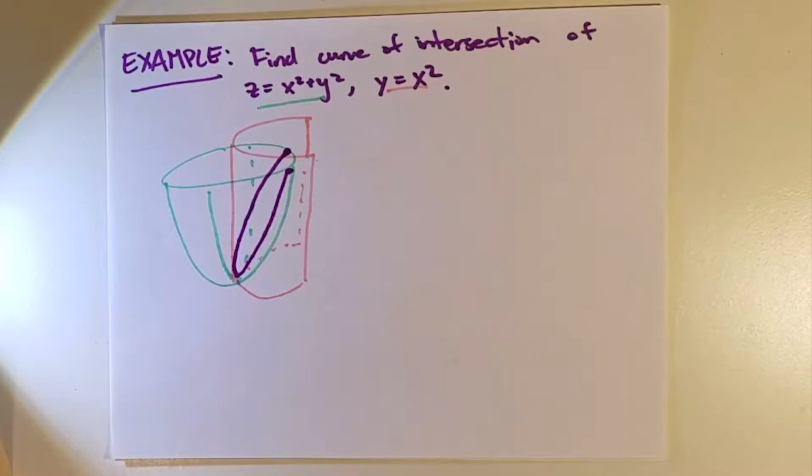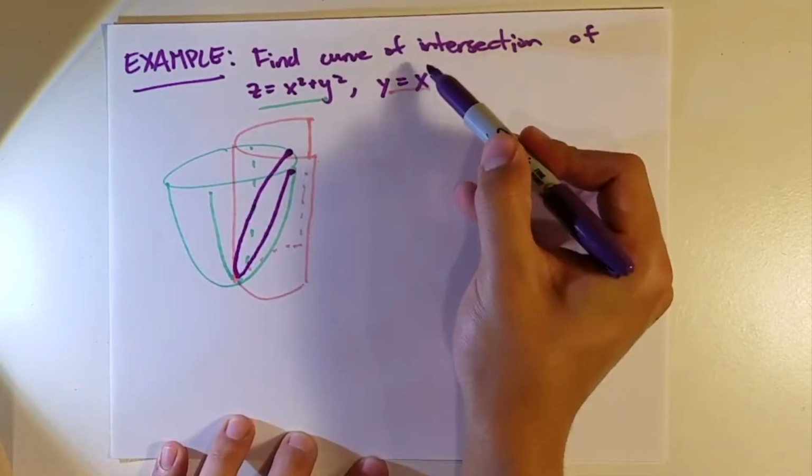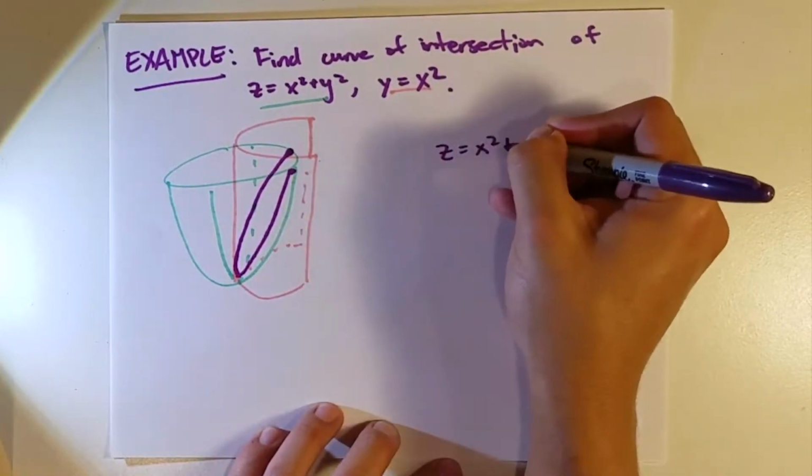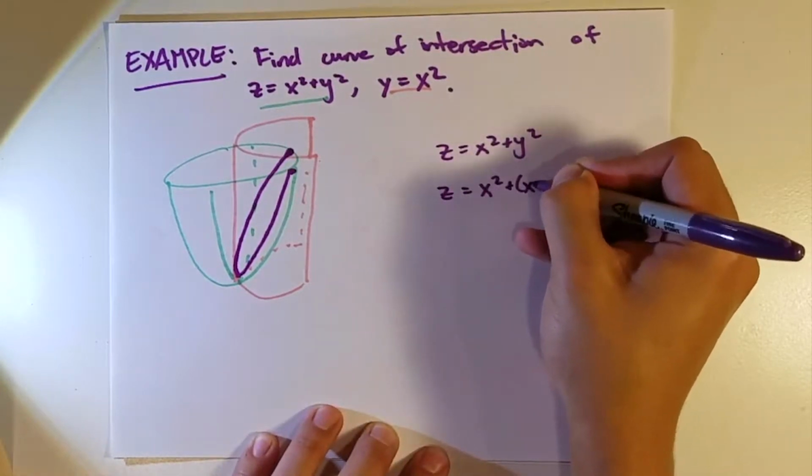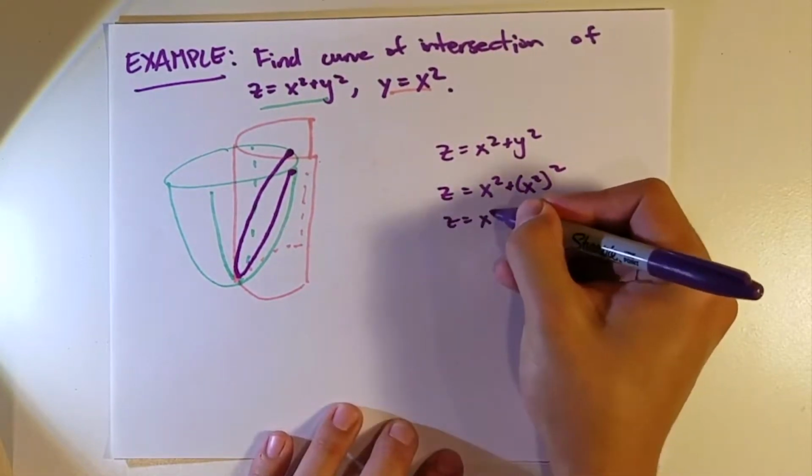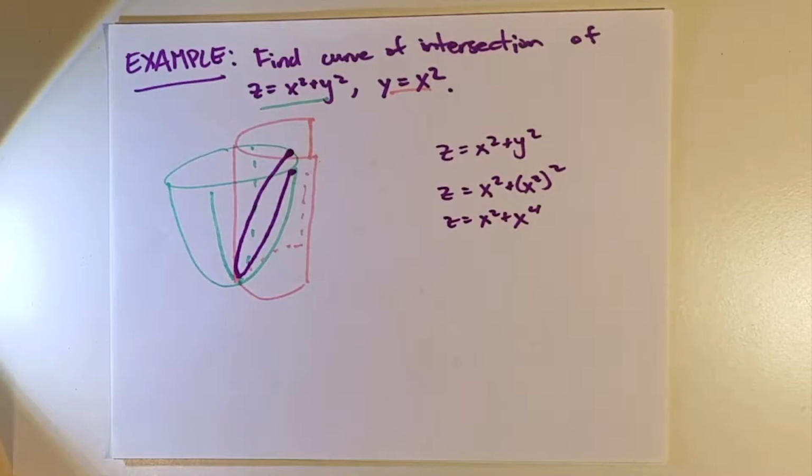First, let's construct a system of equations. We have a y here and a y here, so we can replace this y with x squared and get x squared plus x to the fourth.